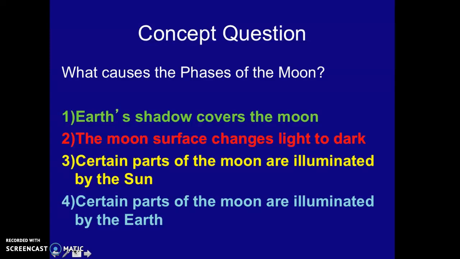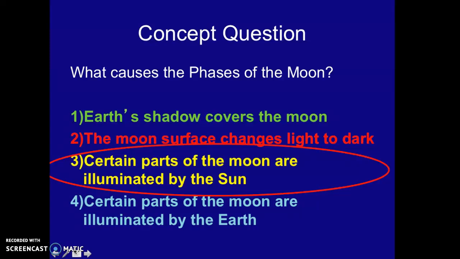Okay, so after you've paused and thought about this, you might have been wanting to answer either number 1 or number 3. Both are common thoughts of why we have phases of the moon, but number 1 is incorrect. The Earth's shadow covers the moon only during an eclipse. Otherwise, we have phases. We only have eclipses periodically, but we have phases of the moon every month. So certain parts of the moon are illuminated by the sun, and how we see those parts of the moon being illuminated from Earth is what we call the phases.